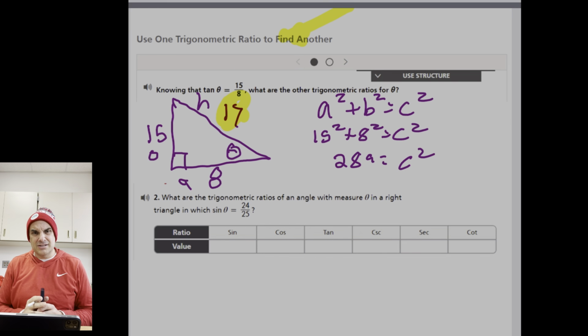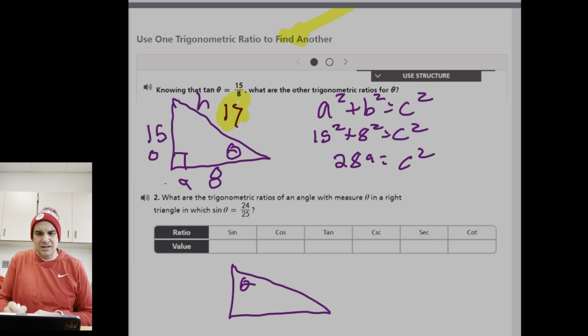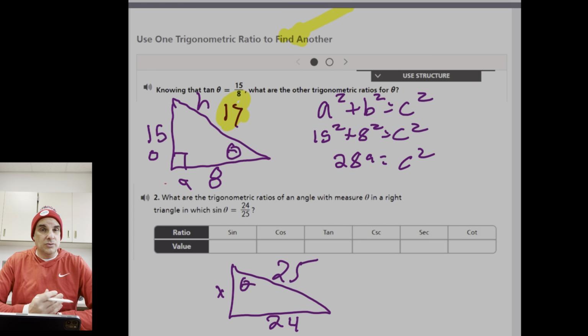Okay, and again, there's another example down there. I'm not even going to do that one. I showed you how to find it, and you should be able to find that third side just using the Pythagorean theorem. But again, just make sure you know that this one uses sine. So put your theta in one of your acute angles. It doesn't matter where you do it. This would be 24 this time, and this would be 25, and you have to find that one. Again, using the Pythagorean theorem, you should be able to go ahead and do that.